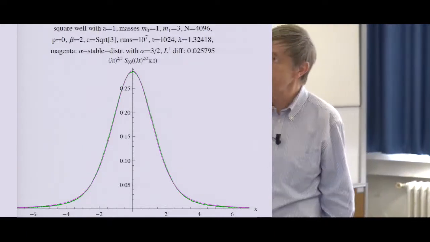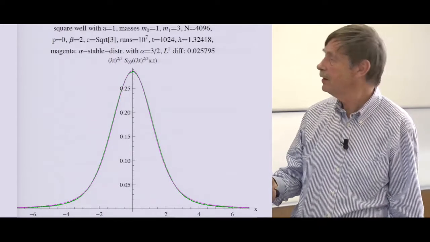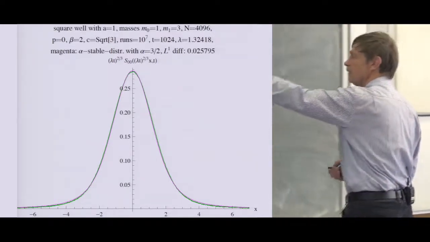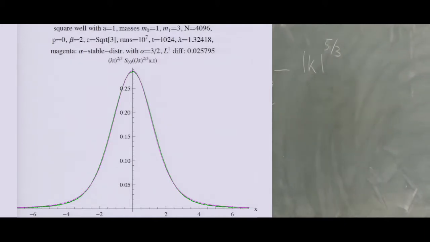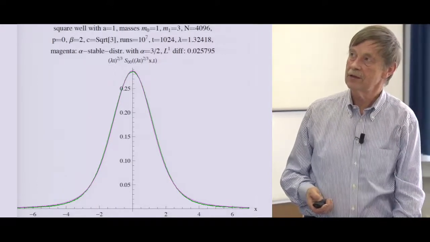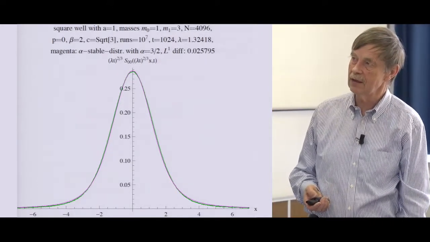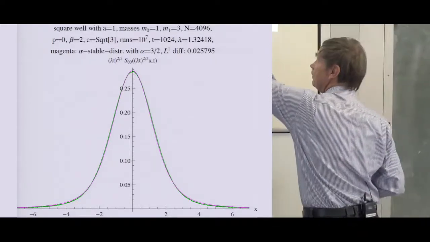It's still Levy, but you see now the 2/3 exponent up here, and so rather than having the 5/3, you have 3/2. Now, of course, to your eyes, these things look very similar, but just trust that we did a careful comparison, and of course, it's not absolutely perfect. You see here still a little bit of deviation.